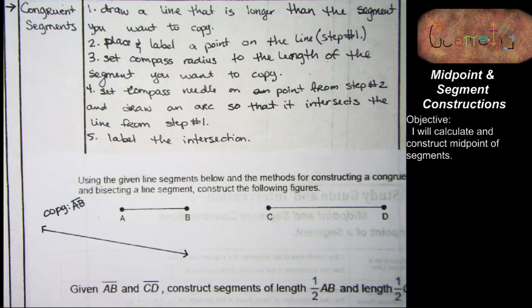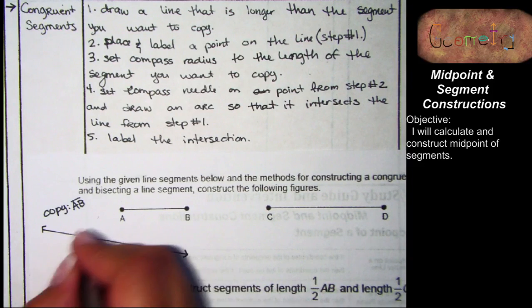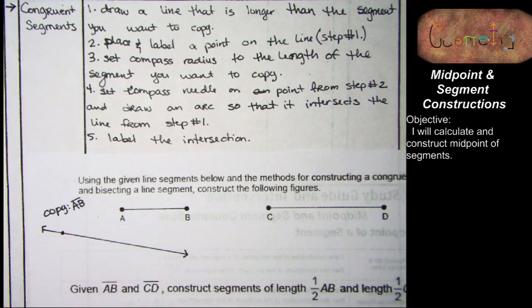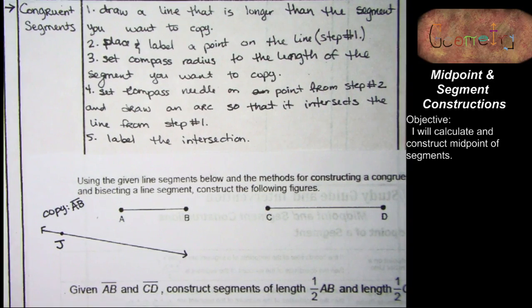Step 2. Place and label a point on that line. There's where I'm going to put my point. I need a label. A. We can't use A. We already have it. J. J? Yes? Okay, J. Save your points. If I didn't use yours right now, we will later. Next step.